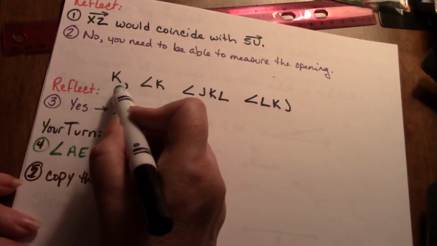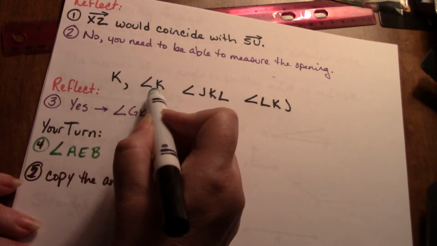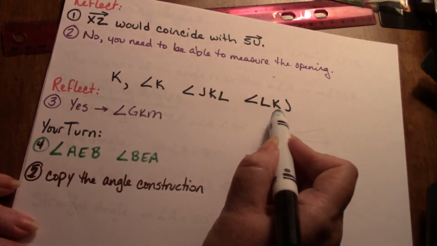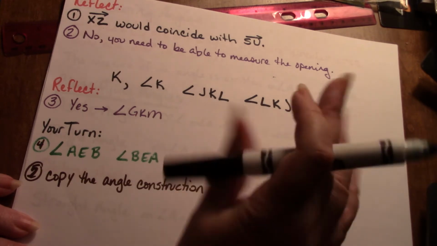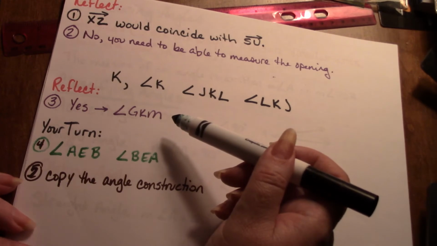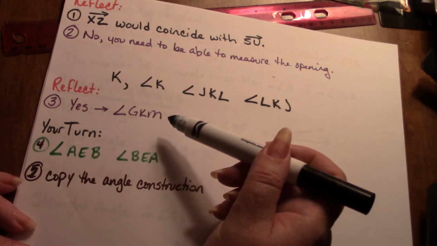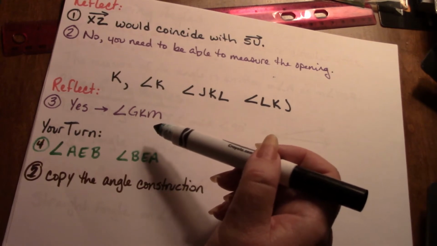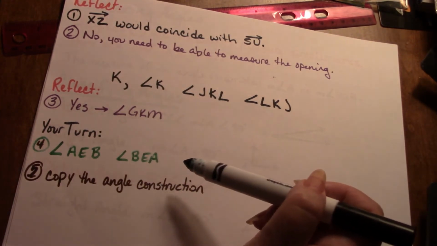You have an endpoint K. You could call it angle K. You could also call it angle JKL or angle LKJ. But those are the only 2 other possibilities. For the reflection question, yes, there is another name for it. It's angle JKM. Your turn, number 4.